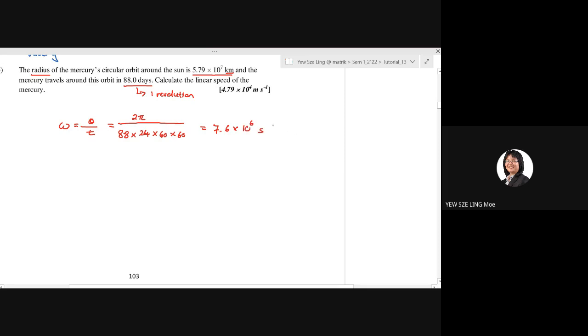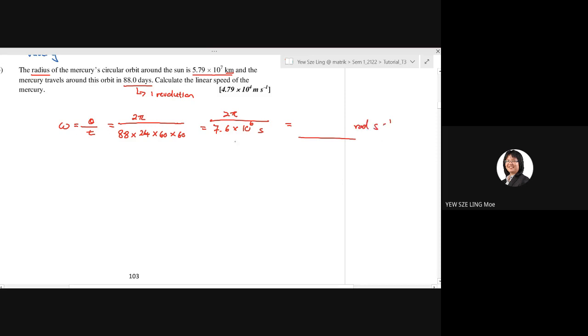So this is the value. Oh, sorry, no. It's 2 pi over 7.6 times 10 to the power of 6. This one you calculate, because I don't have a calculator with me right now. See what is the answer in terms of radian per second.